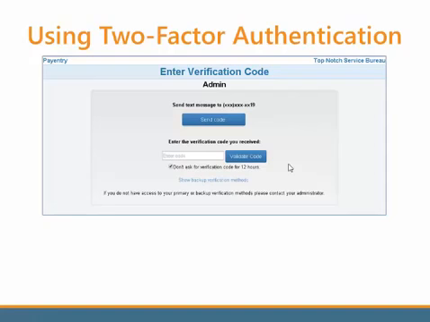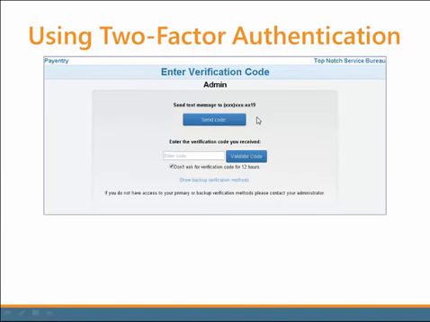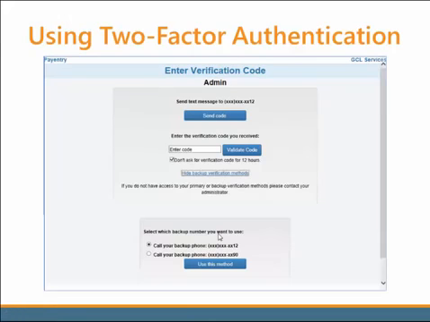If you do not have access to your primary method, choose Show Backup Verification Methods. The backup codes have to be a text or a phone call. It will list all of the backup numbers that you have at the bottom. Simply select the one that you want and click Use this method.